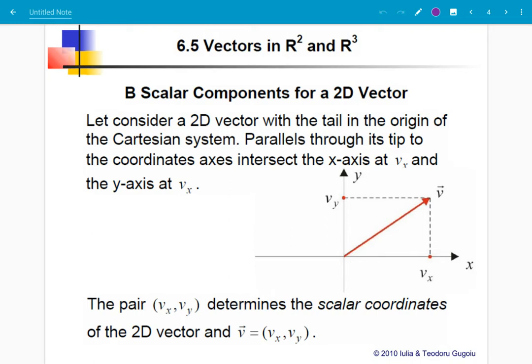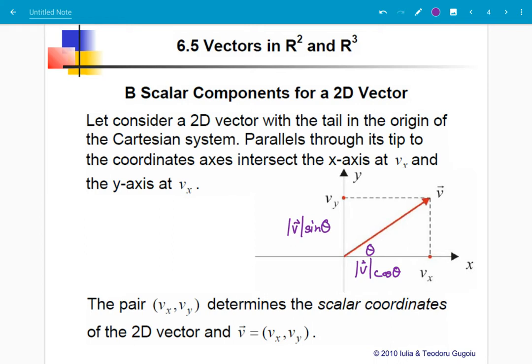Scalar components for a 2D vector. Let's consider a 2D vector with the tail at the origin, and lines parallel to the coordinate axes through its tip intersect the x-axis at Vx and the y-axis at Vy. So there are components, or magnitudes, Vx, which is the magnitude of V times the cosine of theta, because theta is here, and Vy is the magnitude of V times the sine of theta.